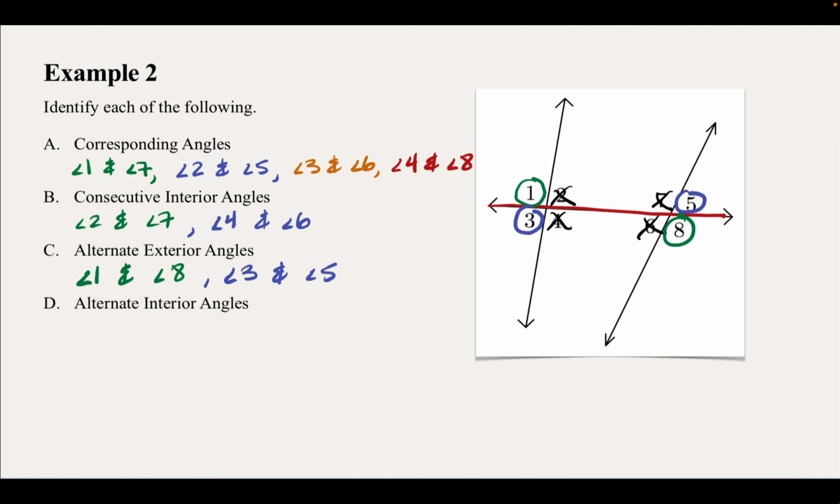My last one is alternate interior angles. So again, I'm talking about interior, which means these angles are not going to work because they're not on the interior. Alternate, just like before, means on opposite sides of that transversal. So if I have angle 2, it would match up with angle 6. And if I had angle 4, it would match up with angle 7.